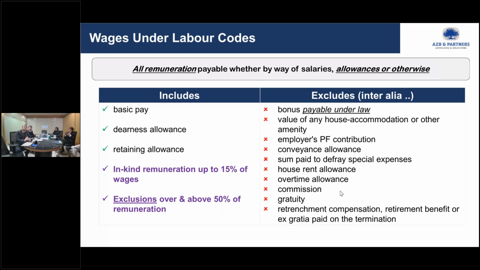What you see here, though, in the purple inclusions, interestingly, the law says that if, by the way, your exclusion on this side is more and over and above 50% of the total remuneration, then that extra 50% remuneration has to be reclassified as wages, right?